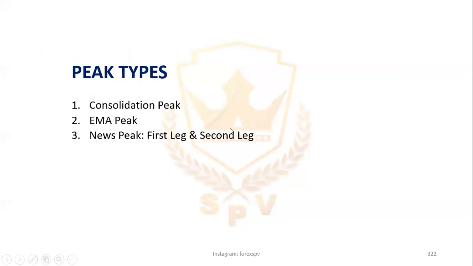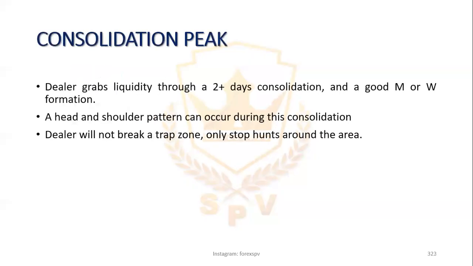So we have 3 types of peaks, and I've categorized them in terms of how the dealer grabs liquidity. We have the consolidation peak, we have the EMA peak, we also have the news peak. So for a consolidation peak, the dealer grabs liquidity through a 2+ days consolidation.